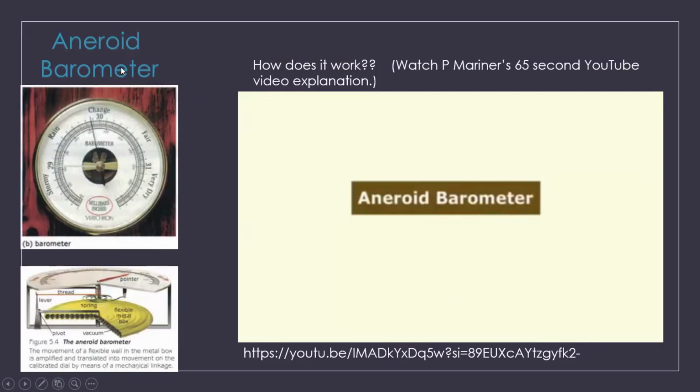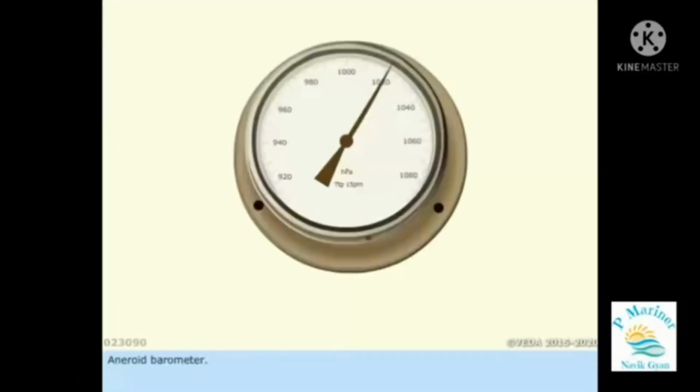Okay, so how does an aneroid barometer work? This is the middle picture that we just looked at, one of the types that a meteorologist would use. If you looked at it on the inside, it's got these little metal coils and springs and levers and this sealed box right here. So let's watch this one little video clip. It's 65 seconds, really short, to show how aneroid barometers work.